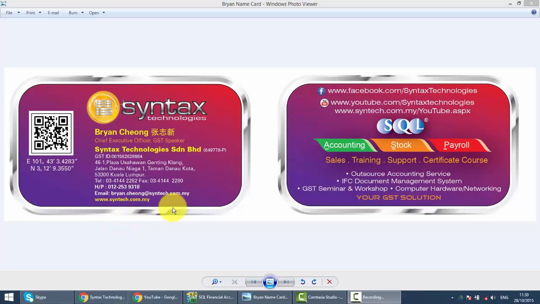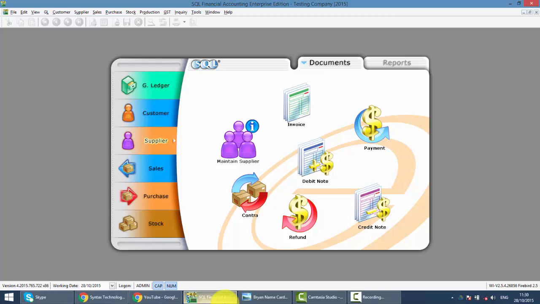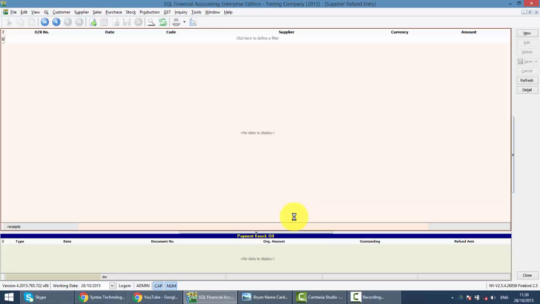We'll continue with our SQL accounting system training. In today's lesson, I'll talk about supplier refund. We go to supplier and you can see the refund is over here. Supplier refund means that you already paid an amount to your supplier and now you want to take back the money. So this is a supplier refund.